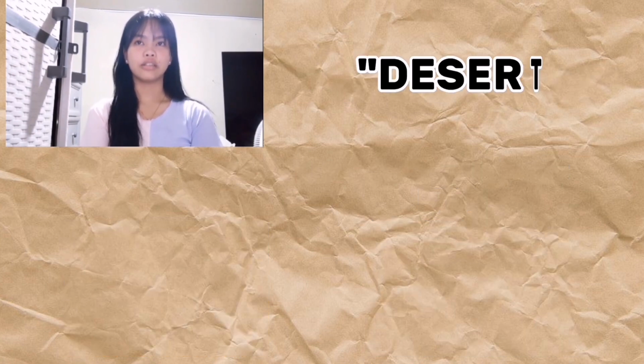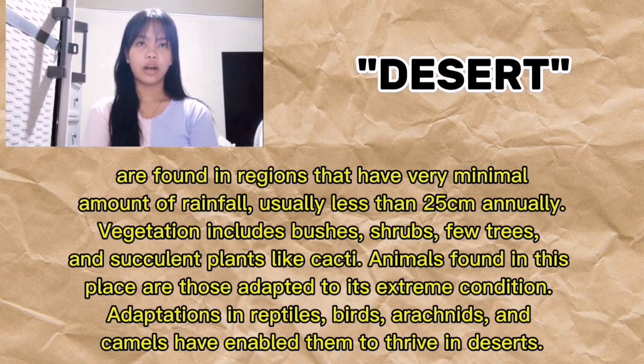Next, we have the desert. Deserts are found in regions that have a very minimal amount of rainfall, usually less than 25 centimeters annually. Vegetation includes bushes, shrubs, few trees, and succulent plants like cacti. Animals found in this place are those adapted to its extreme conditions.